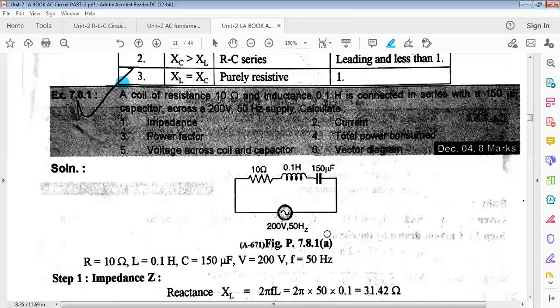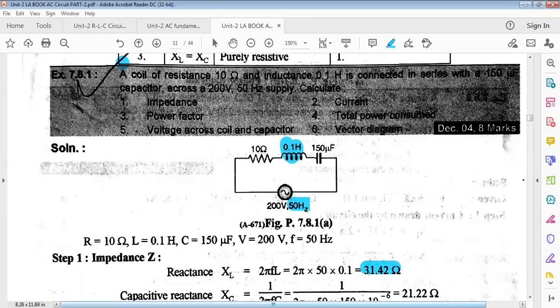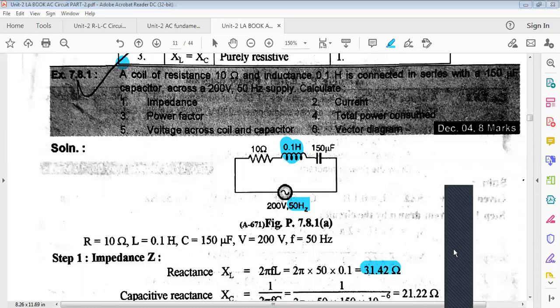Only in the formula you have to put the value because R, L, C is given to you. And voltage is given. Okay, so we'll calculate all parameters. L is given to you, 0.1 Henry. Frequency is also given, 50 hertz. Can you calculate XL? Yes, ma'am. Okay, you can calculate XL. So XL you will get 31.42 ohm.